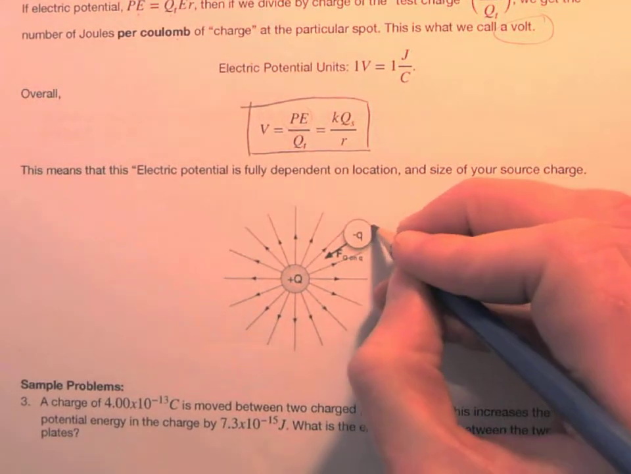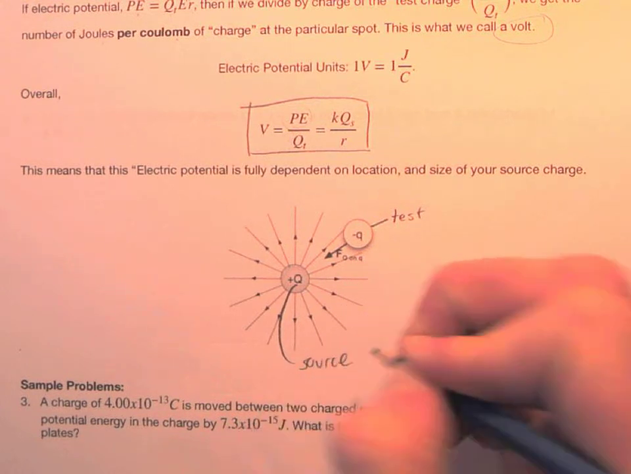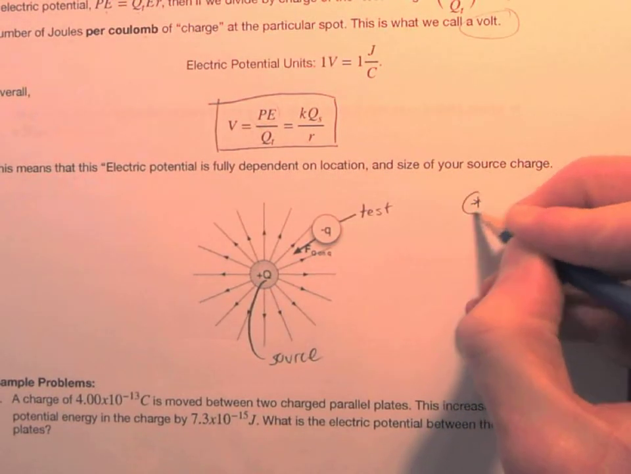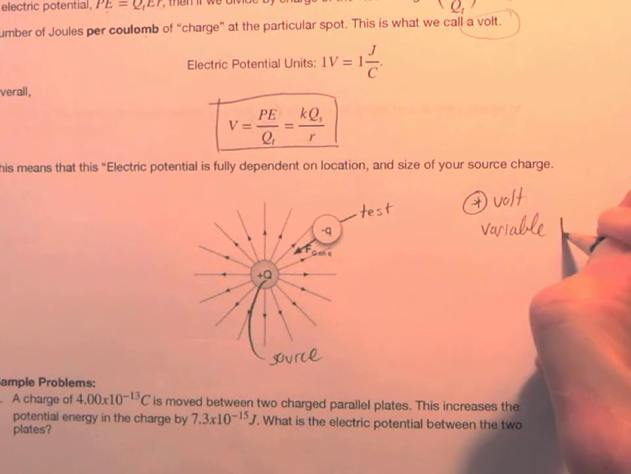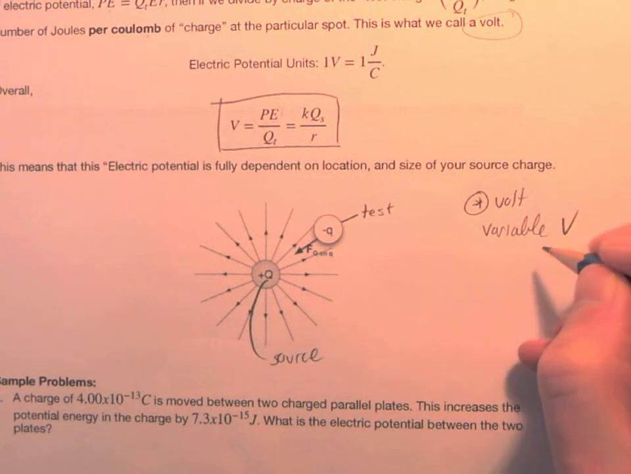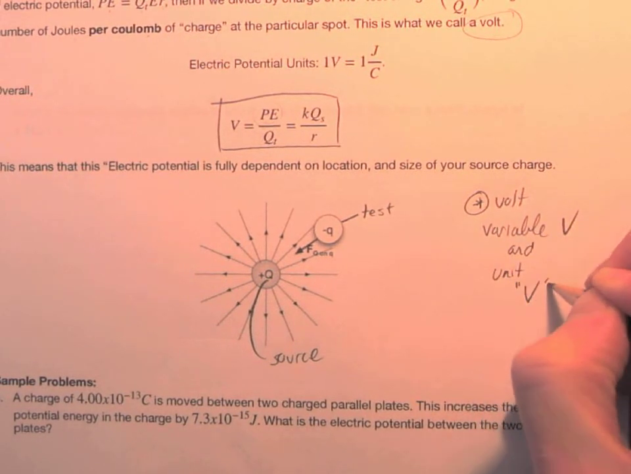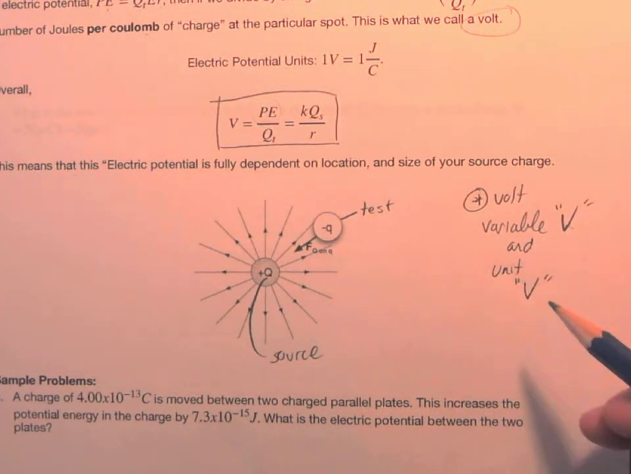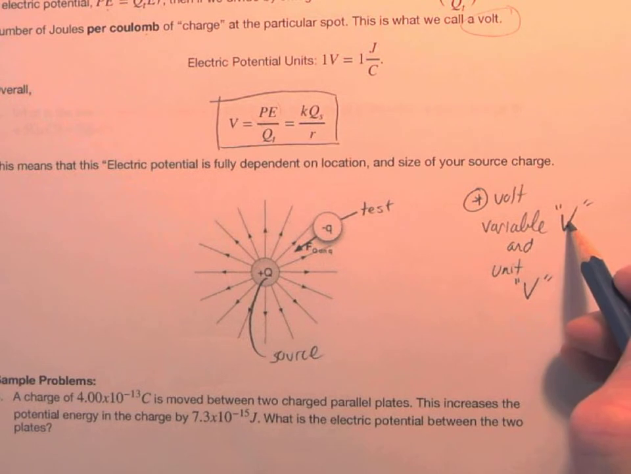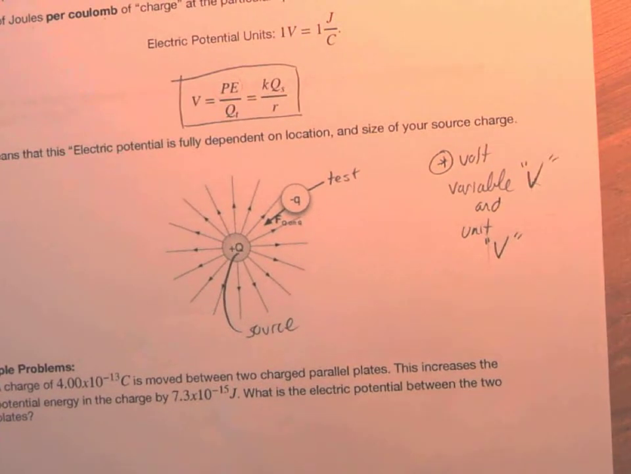If we look at this, this would be an example of a test charge here. This would be an example of a source charge here. One thing to note is a volt uses variable V. That's the variable it uses. And it uses the unit V. Normally things don't do that. Like mass uses variable M and unit kilograms, this uses variable V and unit volt, which is a V as well.